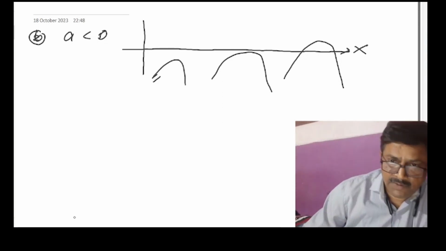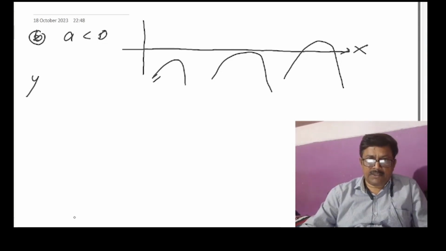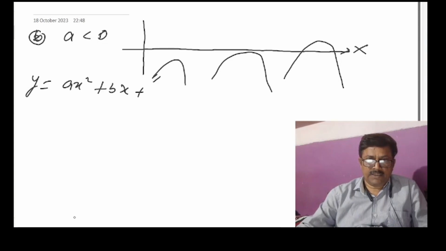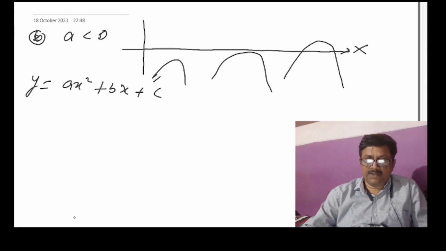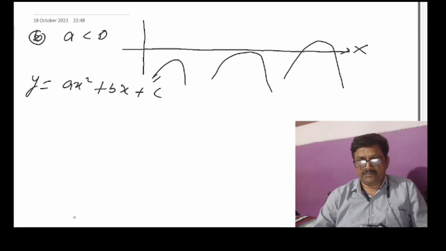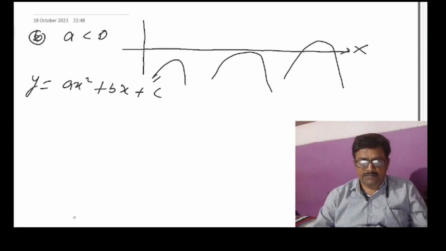So this was our first concept. In a quadratic expression, y equals ax square plus bx plus c, if this a is positive, then the opening will be upward, and if this a is negative, the opening will be downward. Okay. Now I come to concept number 2.